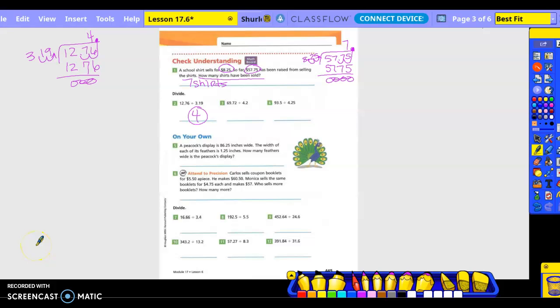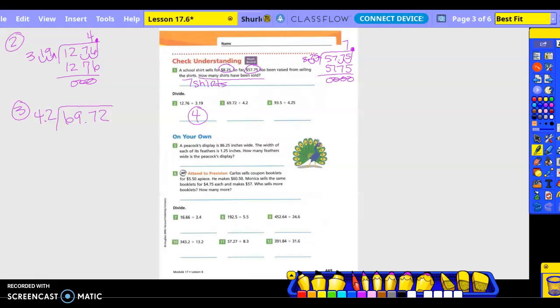17.6, part 2. Number 3. So we have 69 and 72 hundredths divided by 4 and 2 tenths. So this was number 2, right? Number 3. So here we go. 69 and 72 hundredths is my dividend. It goes inside, and 4 and 2 tenths is the divisor, and it goes on the outside, right?